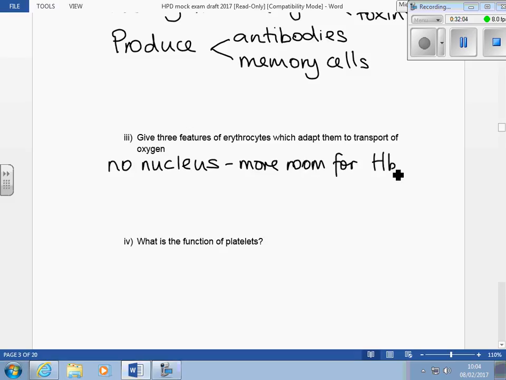So a second feature could be, well, I was going to say they contain hemoglobin. Can I just put contain hemoglobin in there? But yes, I've now got surface area and shape coming up, which are, so they contain hemoglobin. I'll come back to the reason why that's useful in a minute. So shape, it's this biconcave disc.